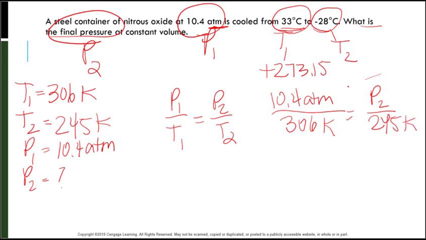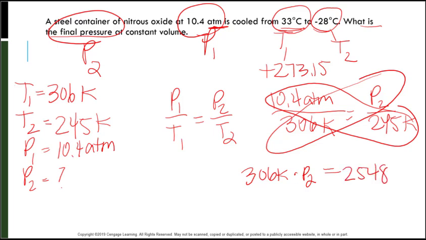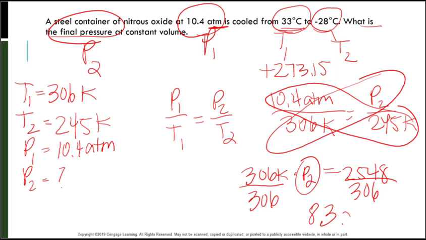Again, I don't love fractions, so I'm going to cross multiply and say 306 times P2 is equal to, I'm going to multiply 10.4 times 245, and that gives me 2548. And to get P2 by itself, I'm going to divide both sides by 306. And with two significant figures, I should get 8.3 atm.